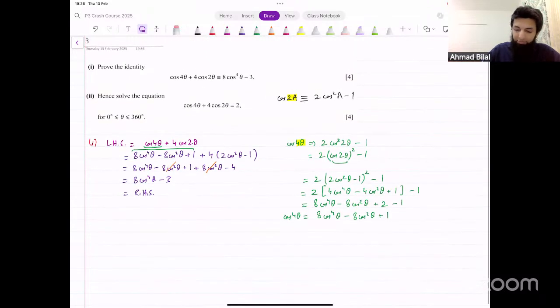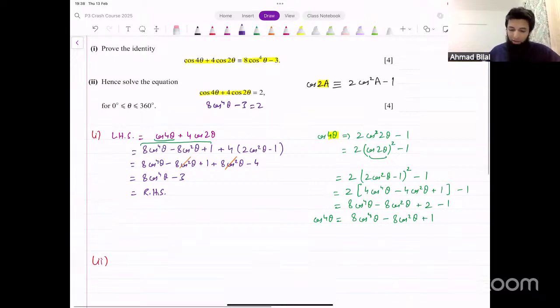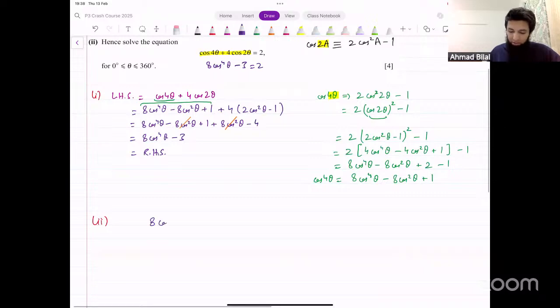Let's try that. It says hence solve this equation. Now, how is it related to the first part? The left side is the same as this. We can write that as 8 cos raised to power 4 theta minus 3. So this equation can therefore be written as 8 cos raised to power 4 theta minus 3 equal to 2. That's the equation that we need to solve, and the interval is from 0 degrees to 360 degrees.